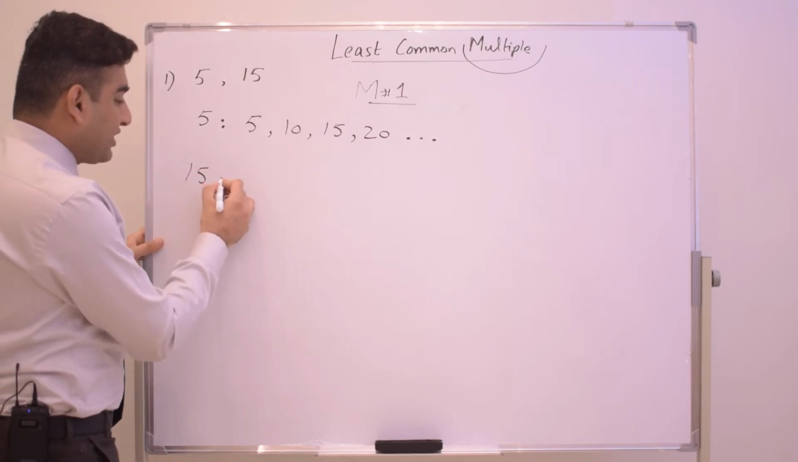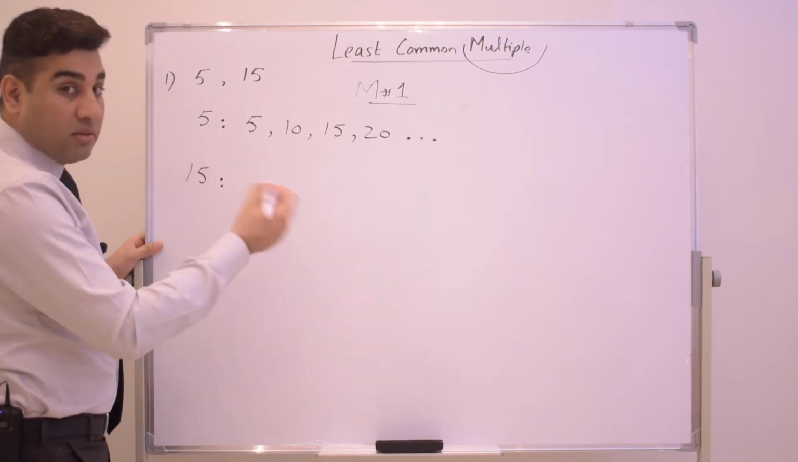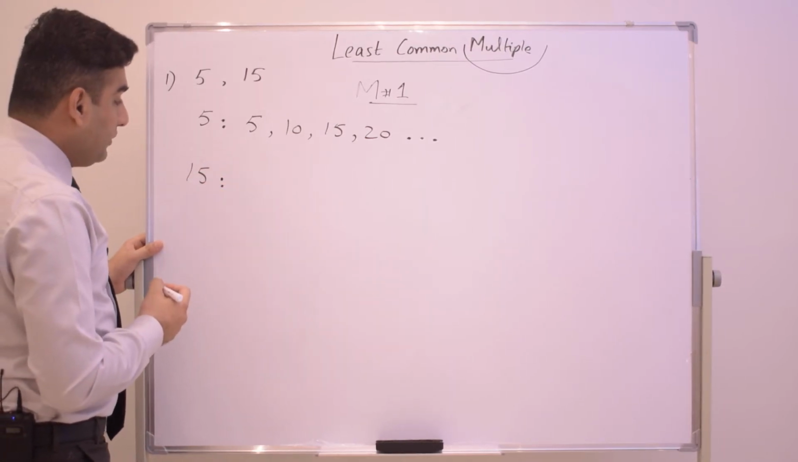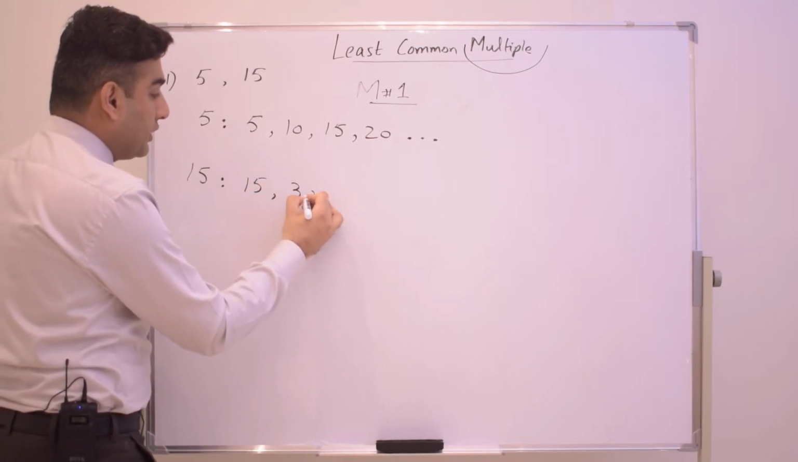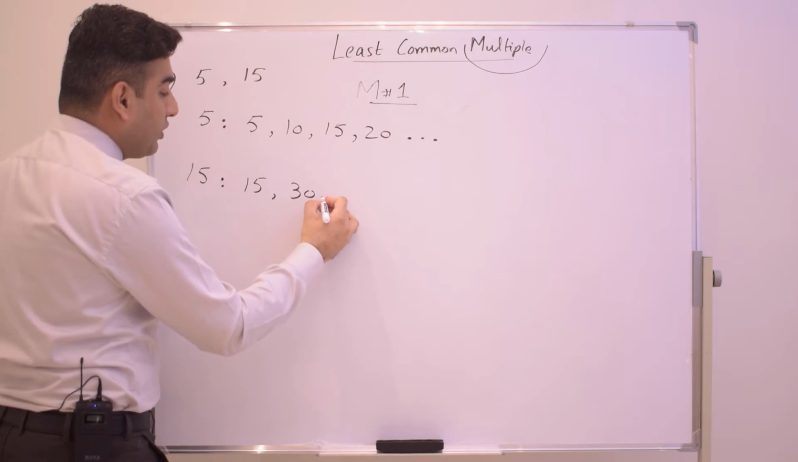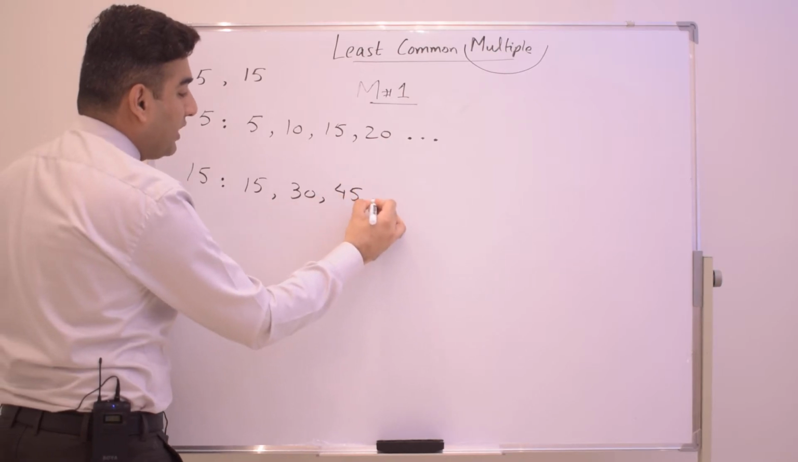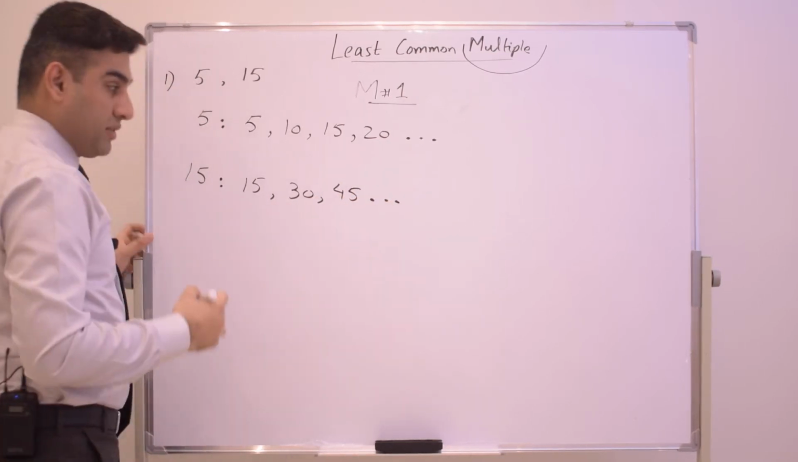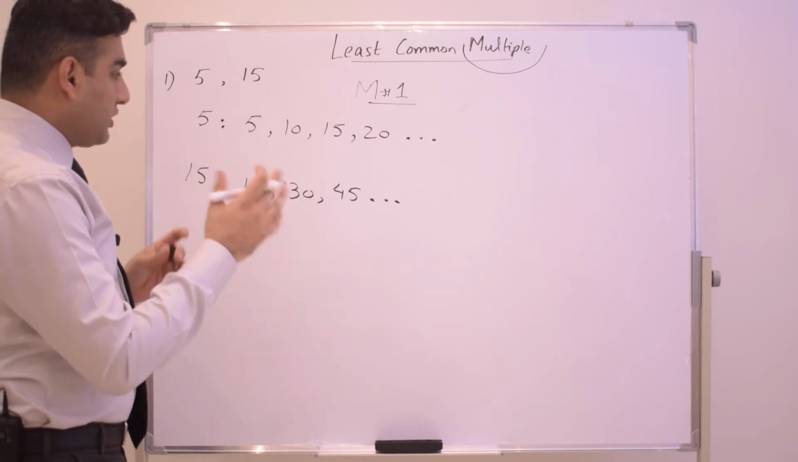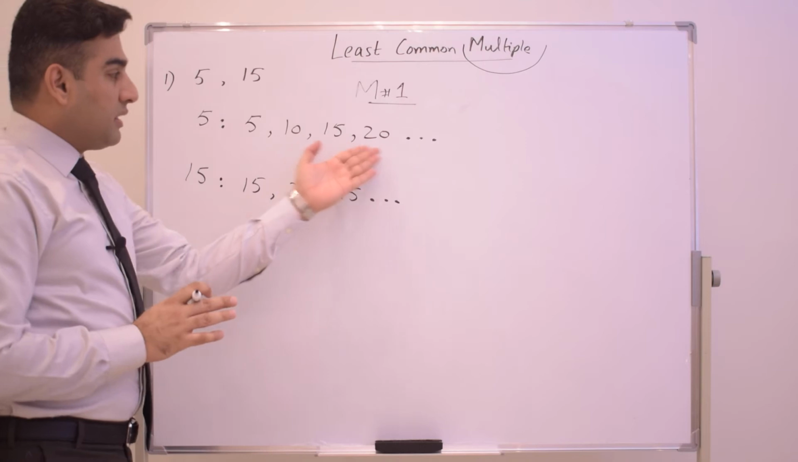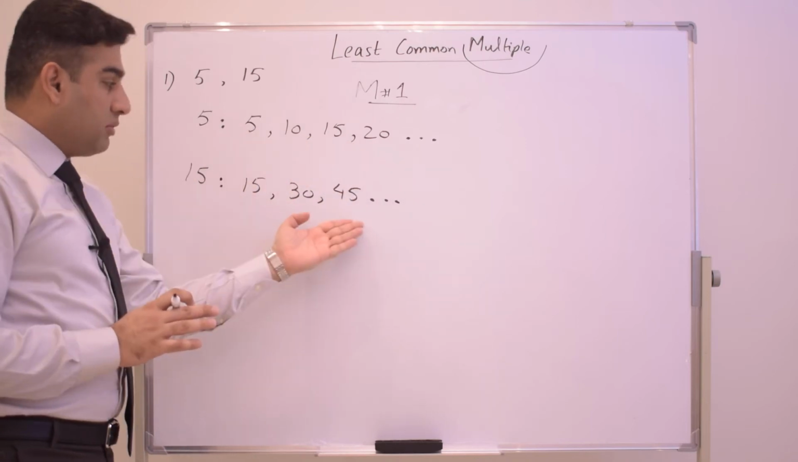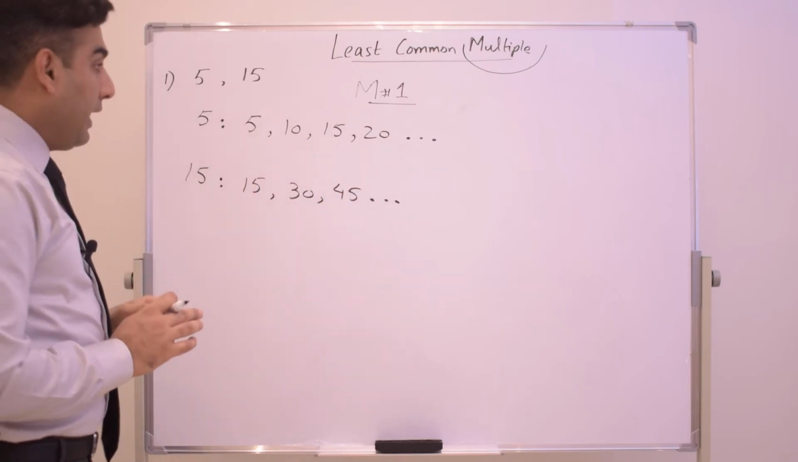Now we have the next number, which is 15. Make the multiples of that. So 15 times 1 is 15, 15 times 2 is 30, and 15 times 3 is 45. I have to stop here, and you can put the 3 dots which show the continuation. Now guys, here you can see these are the multiples of 5, these are the multiples of 15.